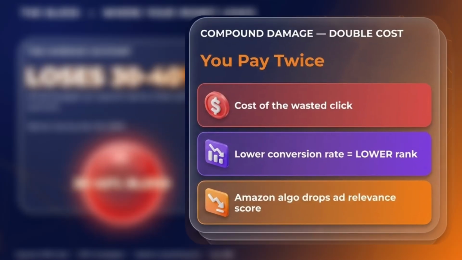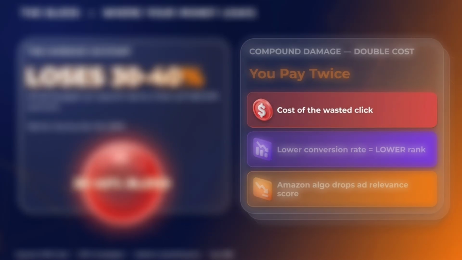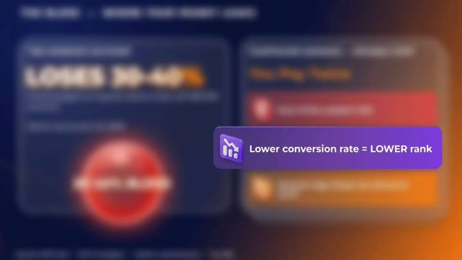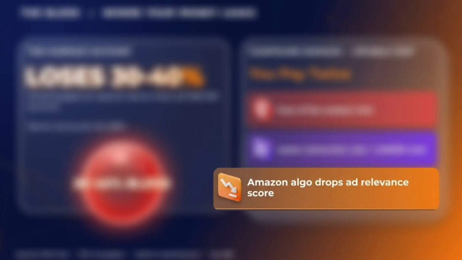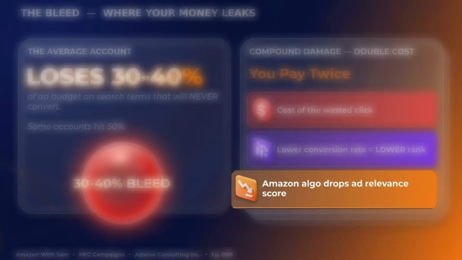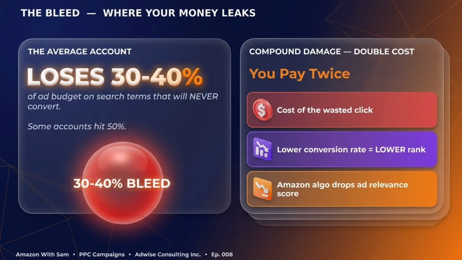And here's the compound damage. Every unnegated wasted search term costs you twice. First, you paid for the click that didn't convert. Second, Amazon's algorithm sees a low conversion rate on your listing for that query, and it drops your organic rank and your ad relevance score across the board. So it's not just wasted spend, it's wasted rank. This is why negatives are the highest ROI habit in a well-run account. And this is what we're going to fix today.